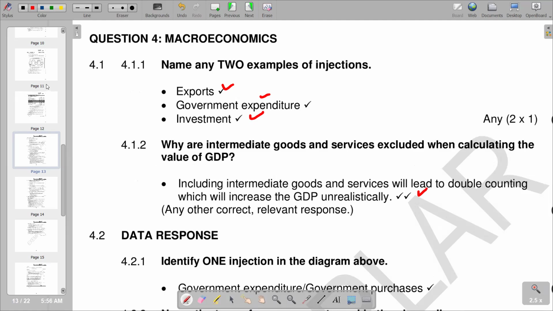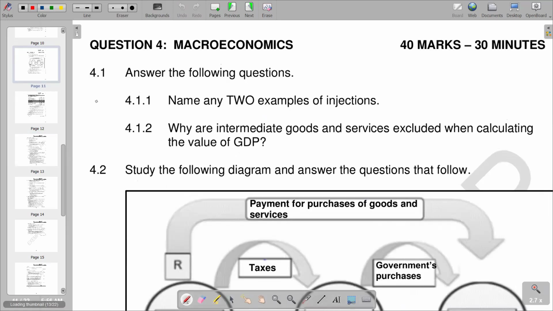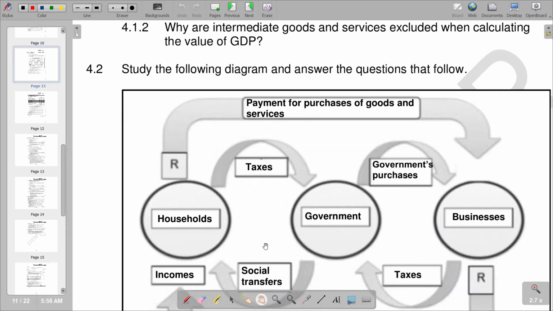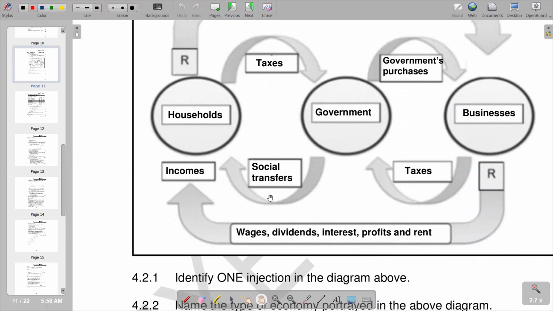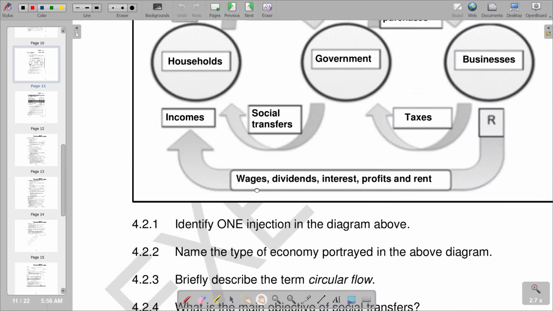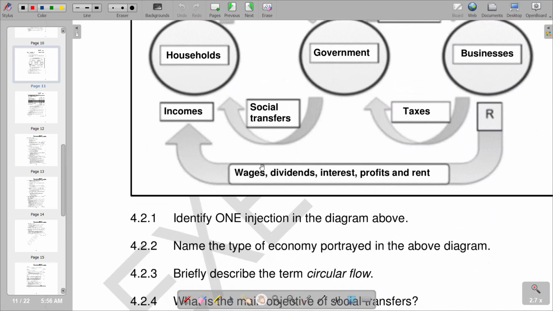So we move on to the next part, whereby we are saying study the following diagram and answer the questions that follow. So we've got a diagram there, and of course, it is showing the circular flow, and the participants in the circular flow are also listed there. Then the first part of the question says identify one injection in the diagram above.